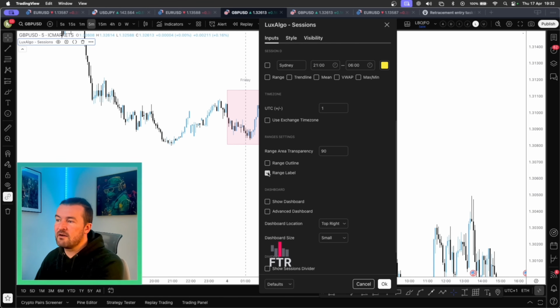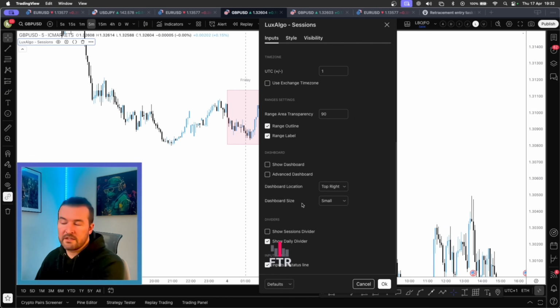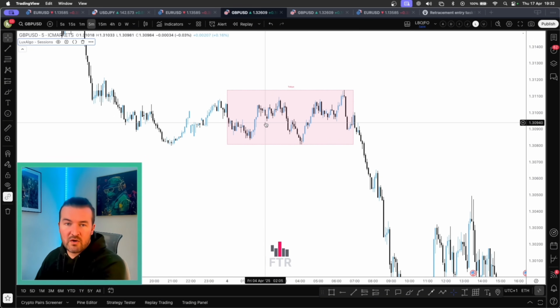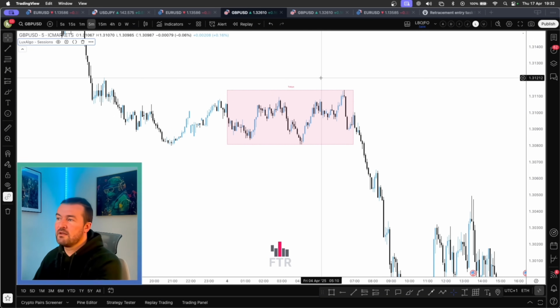And you can take out all of these things if you want, but I'll just keep them in because I'm not sure what they do. And you can remove the daily divider and just press OK. That will leave you with a box around the Asian session.